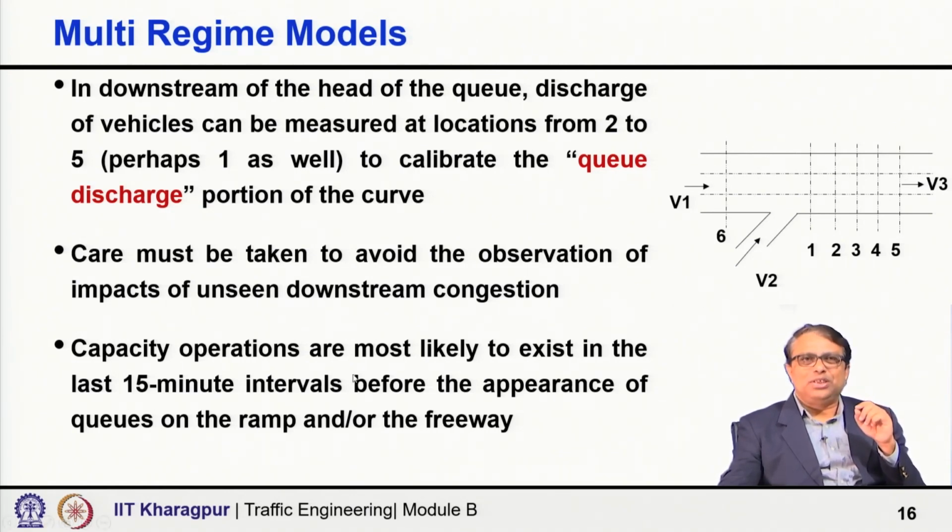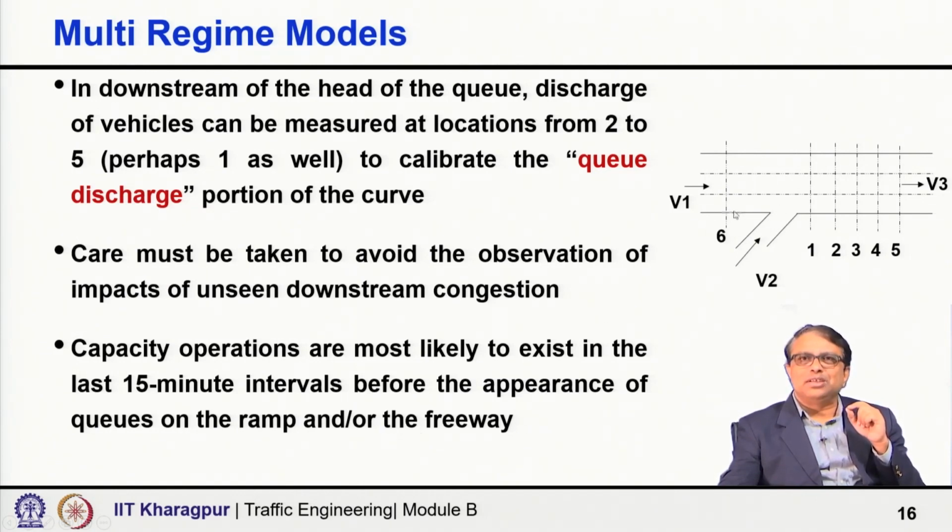And capacity operations are most likely to exist. We are measuring here Q discharge now, right, 1 to 5, but then how to get the capacity flow? So, I am saying capacity operations are most likely to exist in the last 15-minute interval before the appearance of the Qs on the ramp and or the freeway.